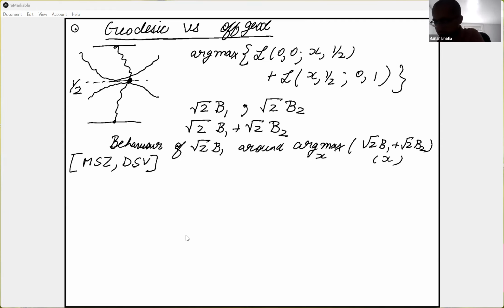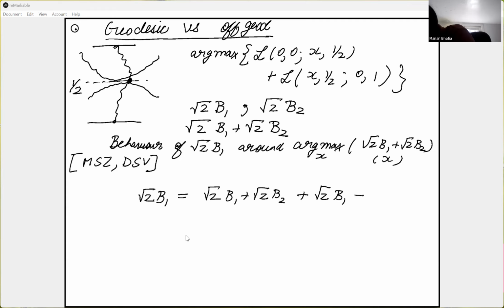So I'll do a quick computation. So you want to compute this, right? How does square root b1 look like around this argmax? So we write square root 2b1 as square root 2b1 plus square root 2b2, plus square root 2b1 minus square root 2b2. And I think you have to put a 1/2, right?